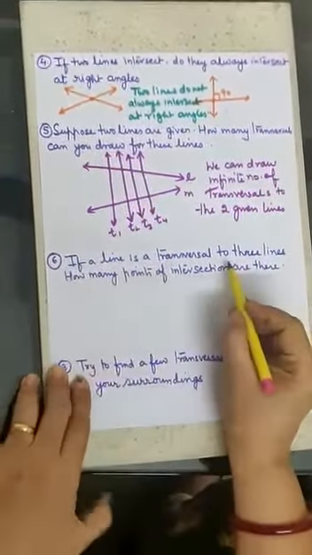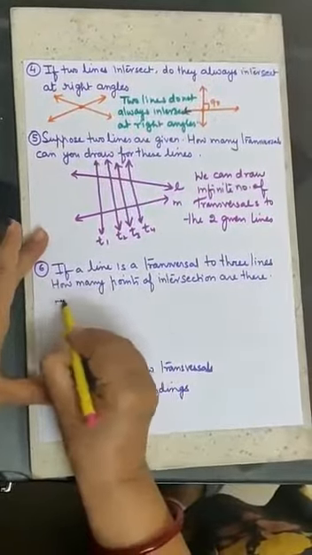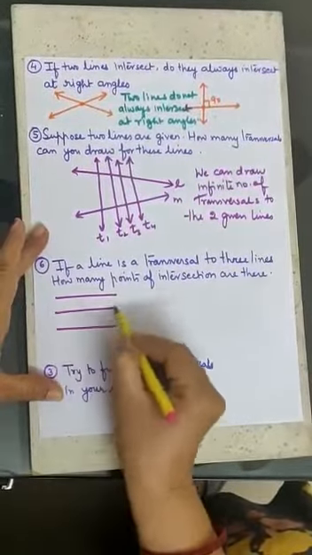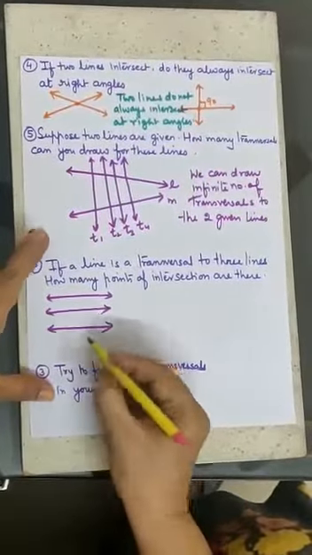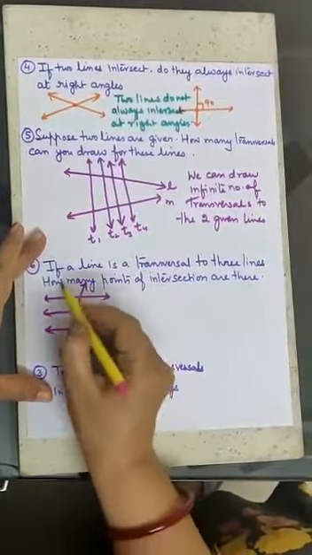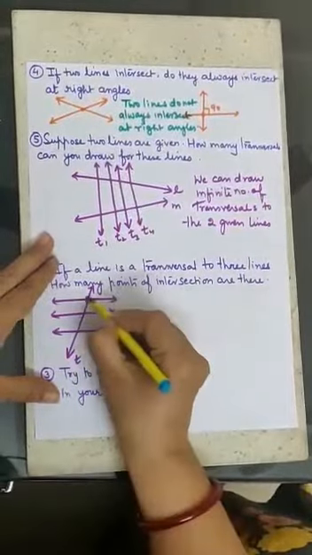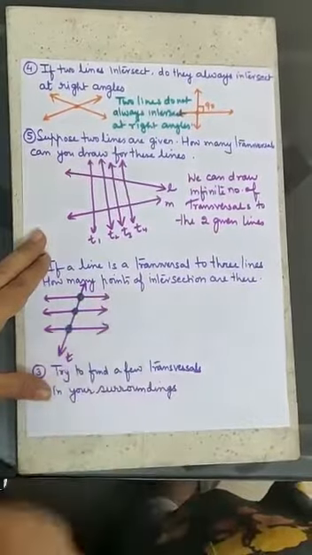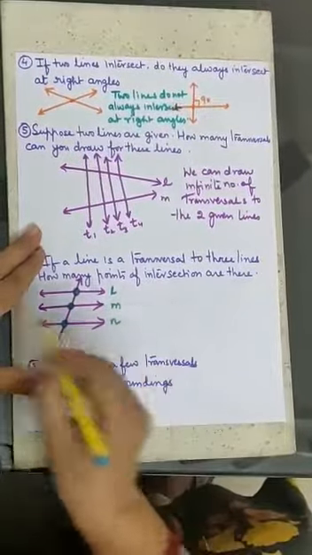Now coming to the sixth question. If a line is transversal to three lines, let us draw three lines. Let us draw the transversal T. How many points of intersection are there? 1 point, 2 point and 3 point. So we get 3 points of intersection. Lines are L, M and N.